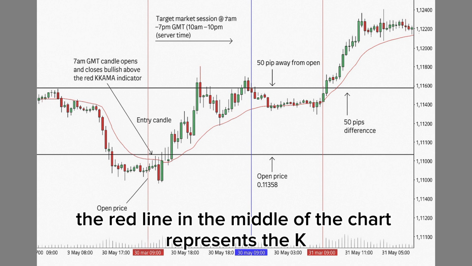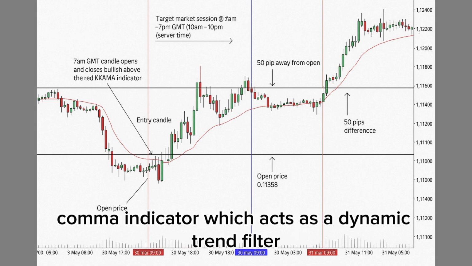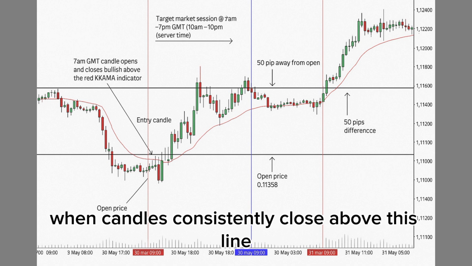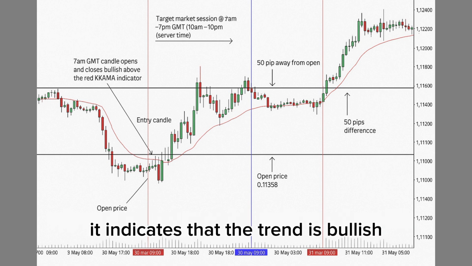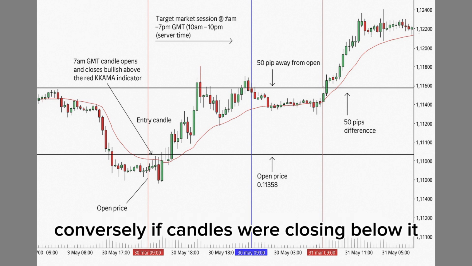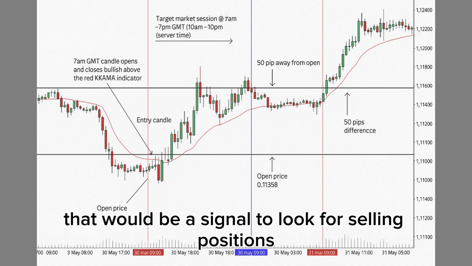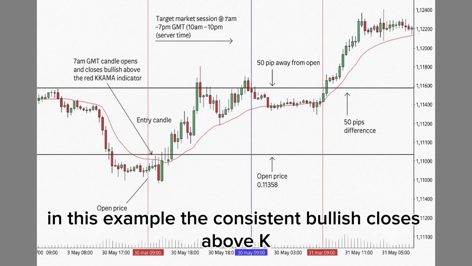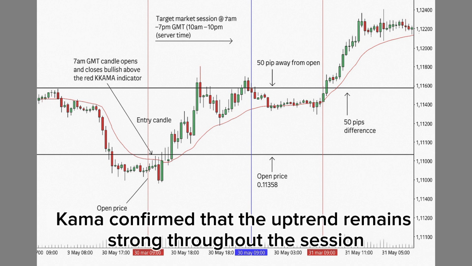The red line in the middle of the chart represents the K-comma indicator, which acts as a dynamic trend filter. When candles consistently close above this line, it indicates that the trend is bullish, and traders should focus on buying opportunities. Conversely, if candles were closing below it, that would be a signal to look for selling positions. In this example, the consistent bullish closes above K-comma confirm that the uptrend remains strong throughout the session.